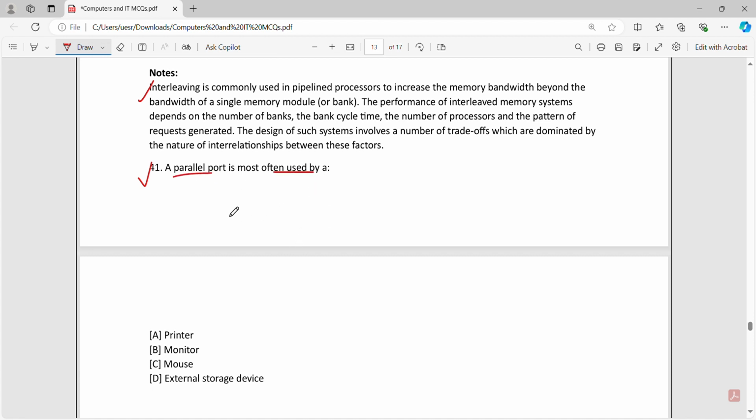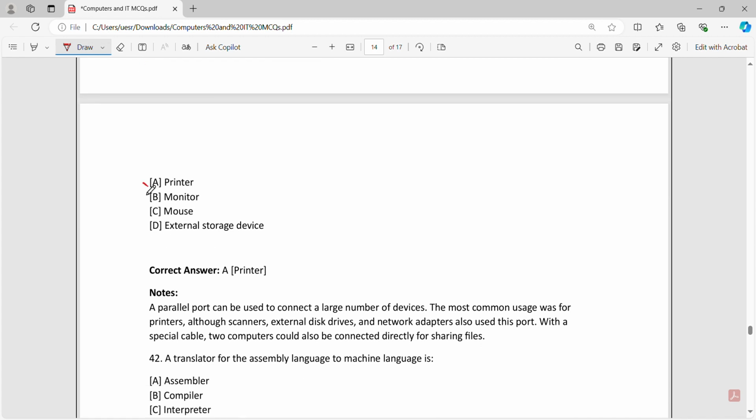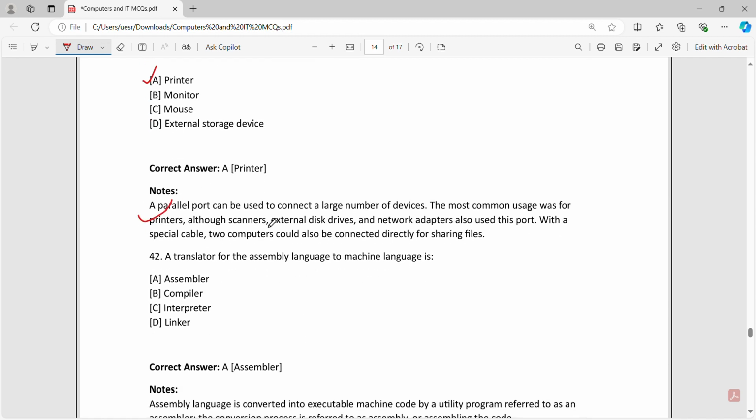Question number 41. A parallel port is most often used by a printer. A parallel port can be used to connect a large number of devices. The most common usage was printers, although scanners, internal and external disk drives, and network adapters also use this port with a special cable. Two computers could be connected directly for sharing files.